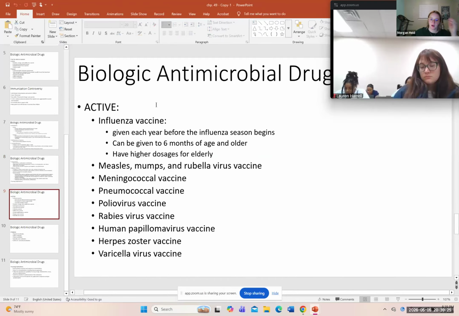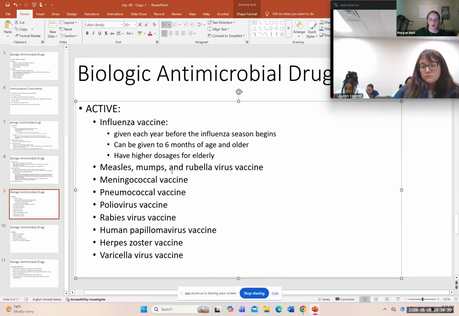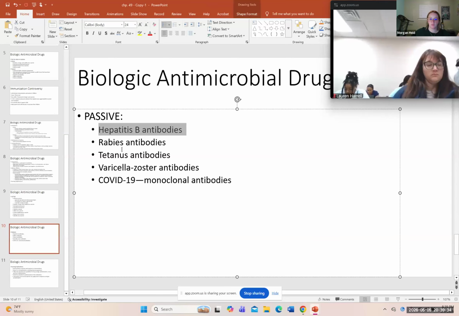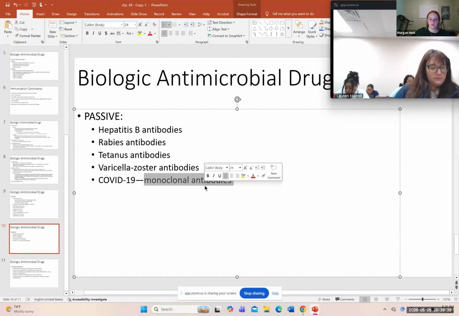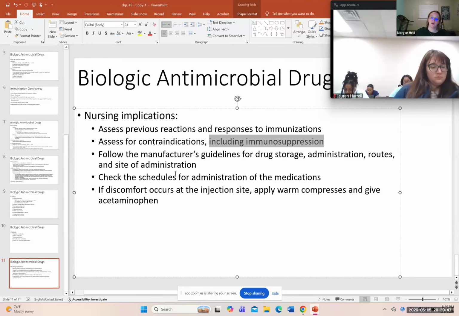I'm just giving you examples here. Again, active is mostly vaccines, whereas passive is more antibodies or monoclonal antibodies, antitoxins, or antivenoms. Otherwise, again, just know your immunization status, know if you're immunosuppressed. Manufactured drugs need to be stored correctly. Usually they need to be refrigerated. You've got to check vaccine schedules and things like that.